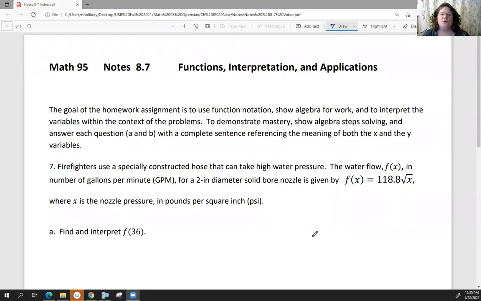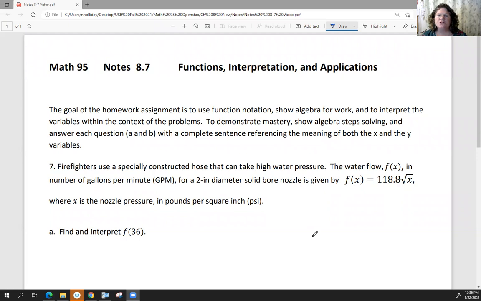Okay, the goal of the homework assignment is to use function notation to show algebra work and to interpret variables within the context of the problems. To demonstrate mastery, show algebra steps solving and answer each question A and B with a complete sentence referencing the meaning of both the X and the Y variables.